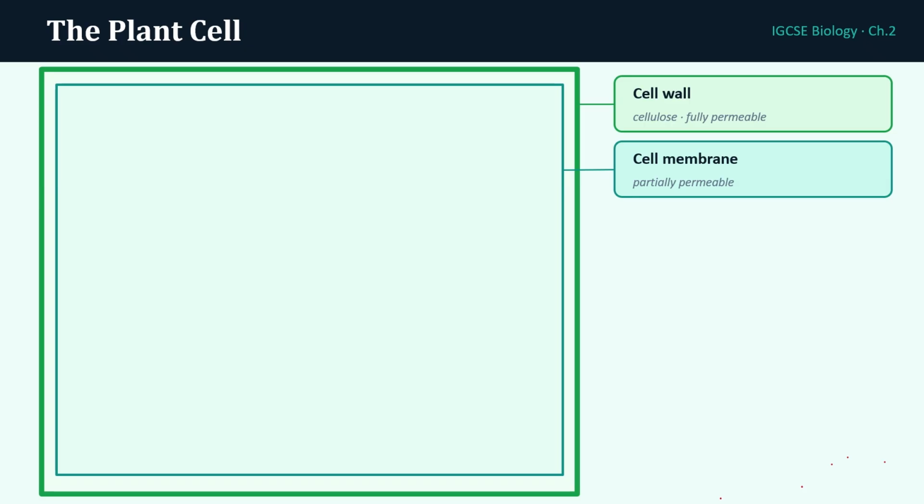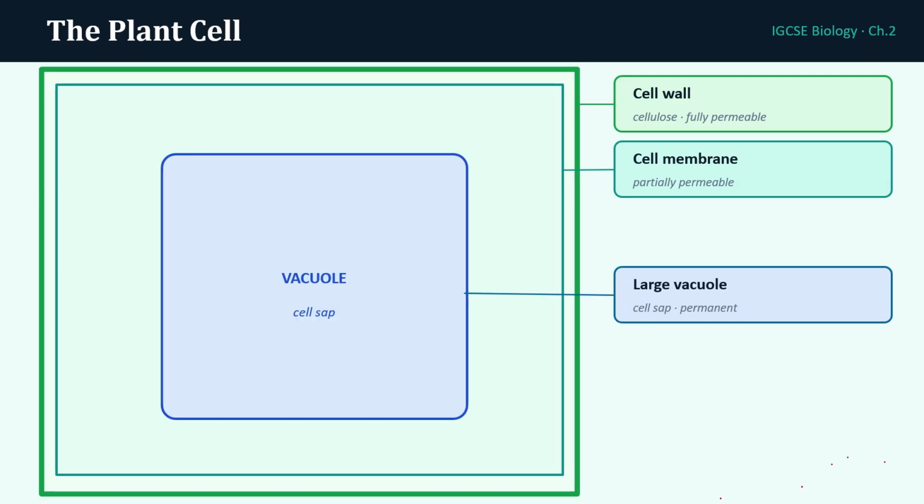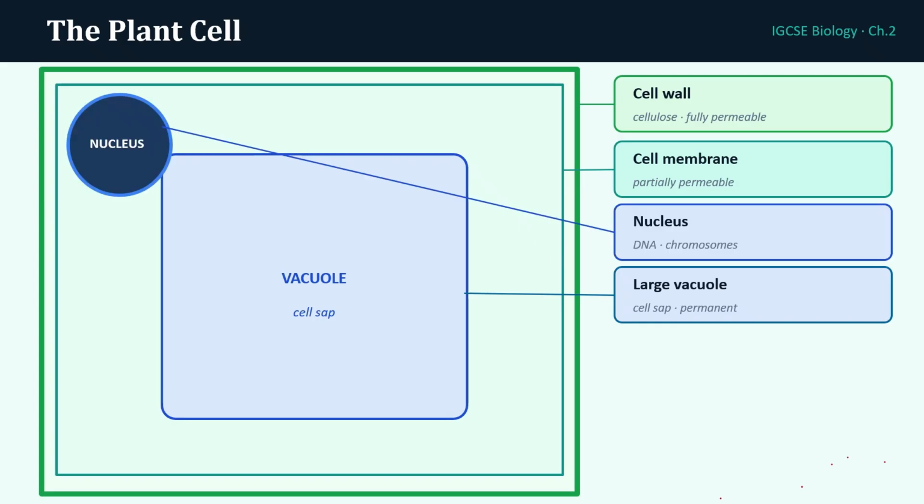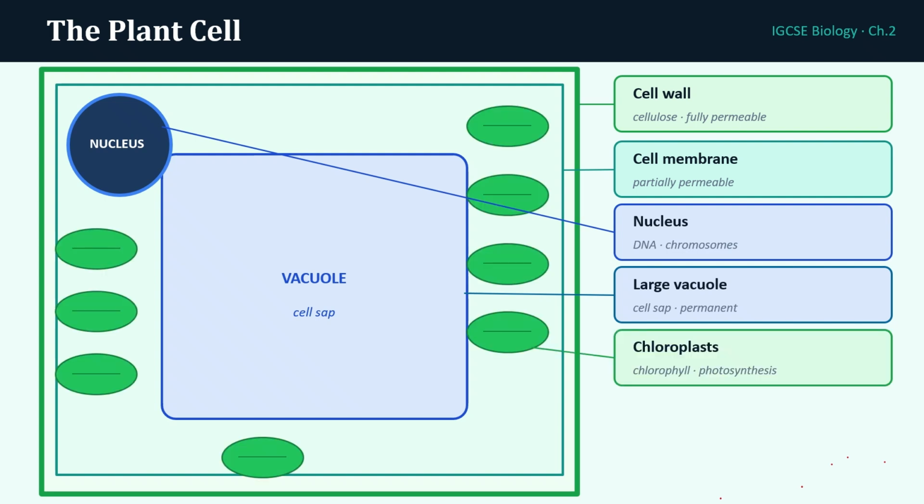Now the plant cell has 2 separate structures. They have both a cell wall and a cell membrane. The large blue space taking up most of the center is the vacuole. In plant cells, the vacuole is enormous. It is filled with liquid called cell sap. The dark blue oval shape in the corner is the nucleus, and it is where the DNA is stored. The bright green oval shapes around the edges are chloroplasts. They contain the green pigment that gives plants their color.